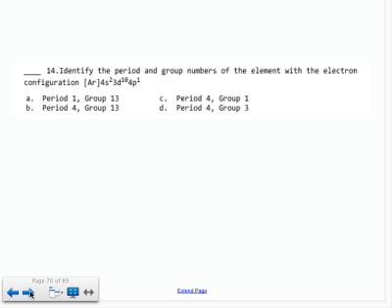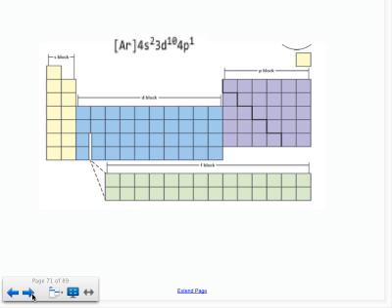Identify the period and group numbers of the element with the electron configuration [Ar] 4s2 3d10 4p1. To look at that on the periodic table, we're talking about p, so it's in the p block. It's got a 1 up here, which means it's going to be in the first column of the p block. And it's 4, so 1, 2, 3, 4 would be here. So it's going to be this element.